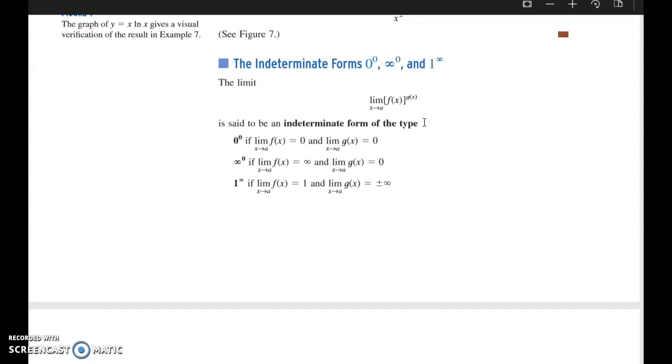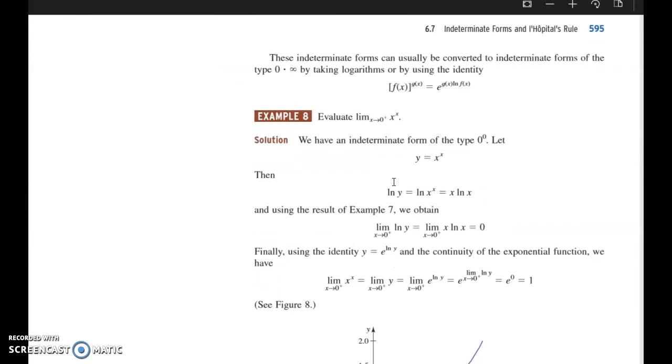The limit as x tends to a of f of x raised to g of x is said to be an indeterminate form of the type 0 raised to 0 if limit of f of x is equal to 0 and limit of g of x equal to 0; infinity raised to 0 if limit of f of x is infinity and limit of g of x is 0; 1 raised to infinity if limit of f of x is equal to 1 and limit of g of x equal to plus or minus infinity. So how can you evaluate this type of problem?